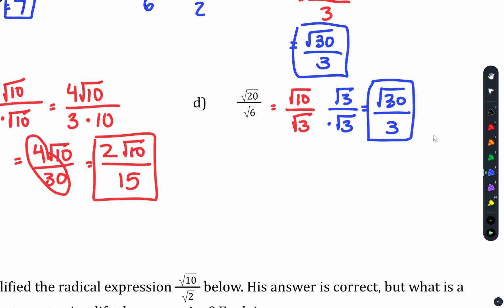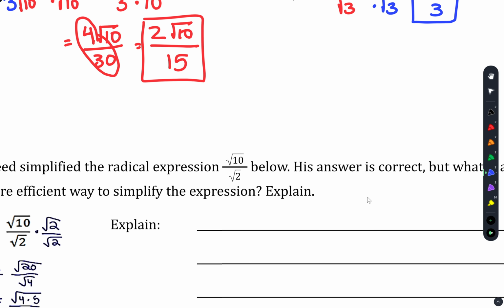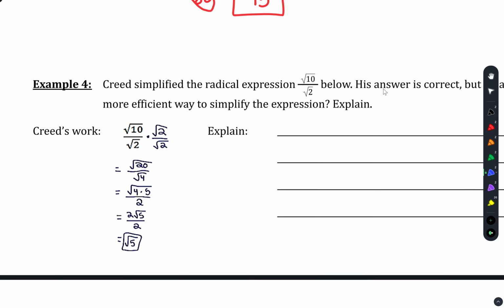Okay, one last one. Creed from the office is doing some algebra. He's simplifying this radical expression. His answer is correct, but there was a much more efficient way to go here. What could he have done first instead? The 10 and the 2 are a fraction. They're both on the inside. So I could rewrite this as 10 over 2 inside, which we know reduces to 5. Isn't that what he got, but just like 4 steps sooner? Yeah? Okay. Any questions on this?